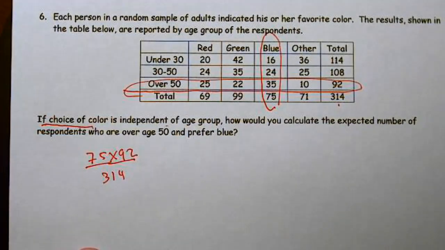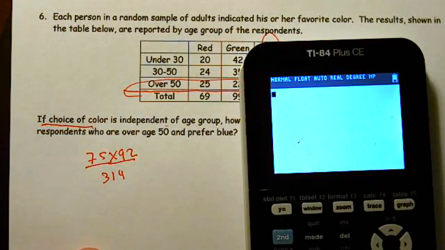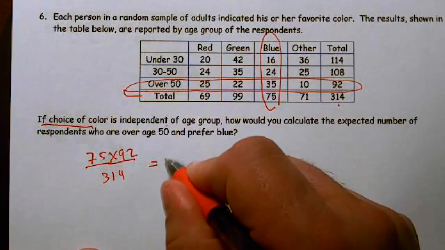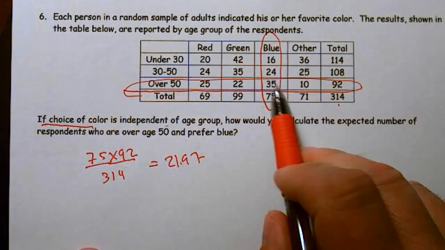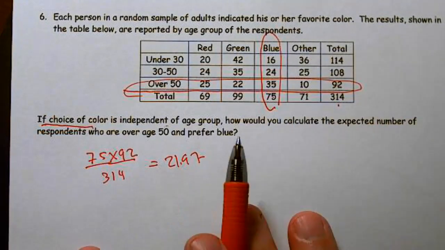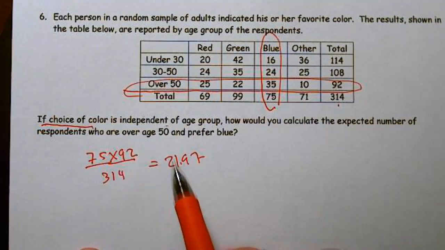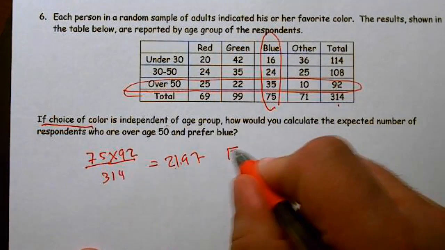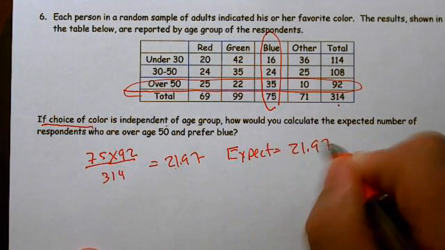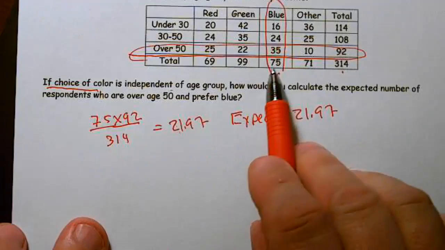Okay. So I would do that and I would go, okay, 75 times 92 divided by 314. And I end up getting 21.97. This is what I would expect. That's not what I have. So not independent. Another way to check independence. So this is what it would be. These are my expected values. So that expected value equals 21.97.